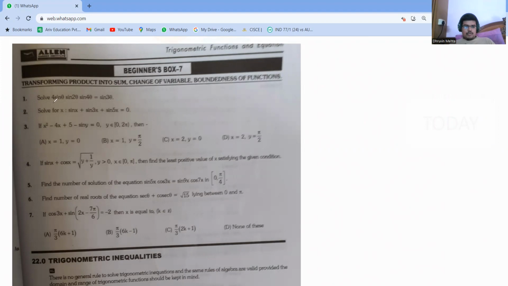So guys, you have to tell me which formula we can use. We have 4 sine theta, sine 2 theta, sine 4 theta equal to sine 3 theta. Do you recognize which formula we can use over here? There's one direct trigonometric formula which we can use with some adjustments, obviously.